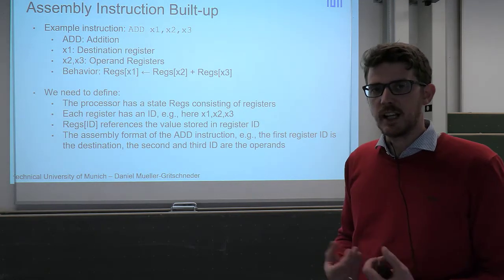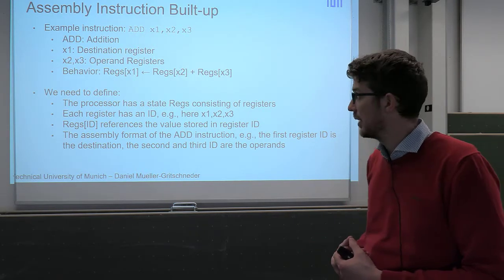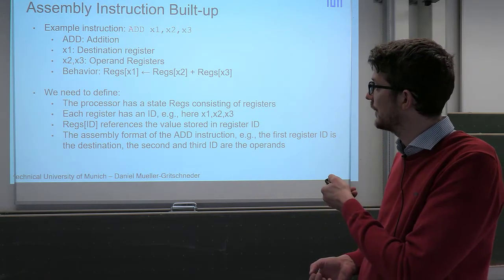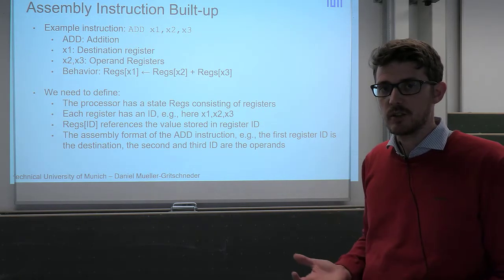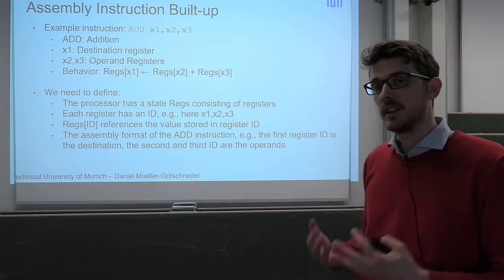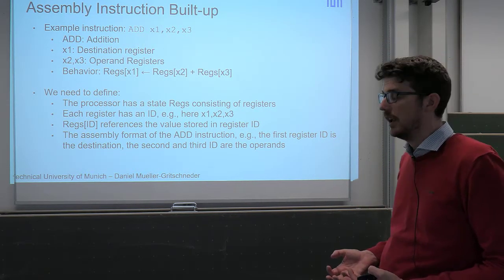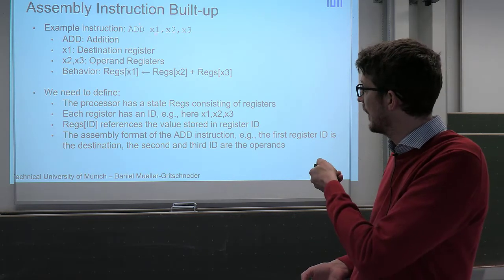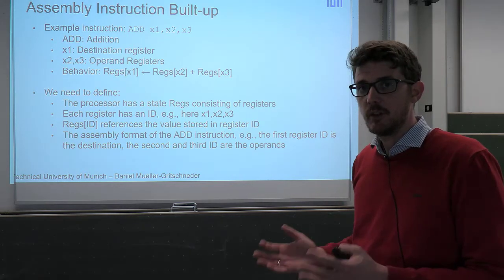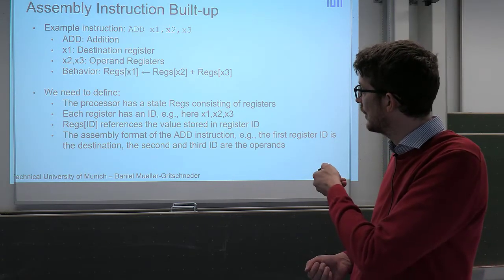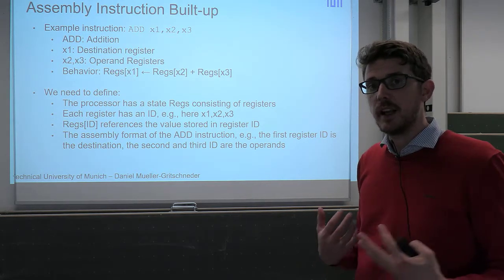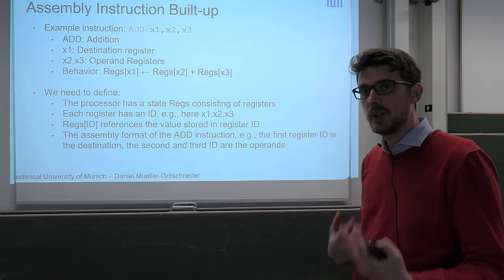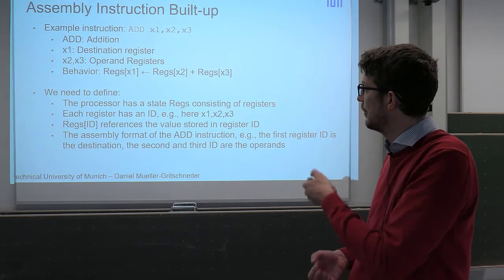Okay, now let's take an example just to give you an idea of what assembly code actually is. Assembly code is separated into different instructions. Here we have one simple example, an instruction which has the keyword add, which means it's an addition. Then you have to say on what state of the processor this addition should be done. Here we have three such IDs for different states, registers of the processor: x1, x2, and x3. The ISA also defines that the first one is your destination register where the result should go, and the second and third are the operand registers.